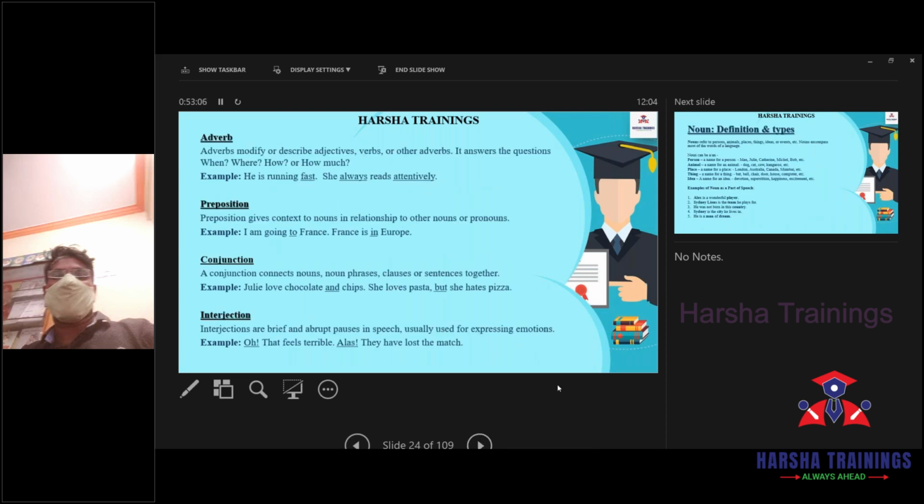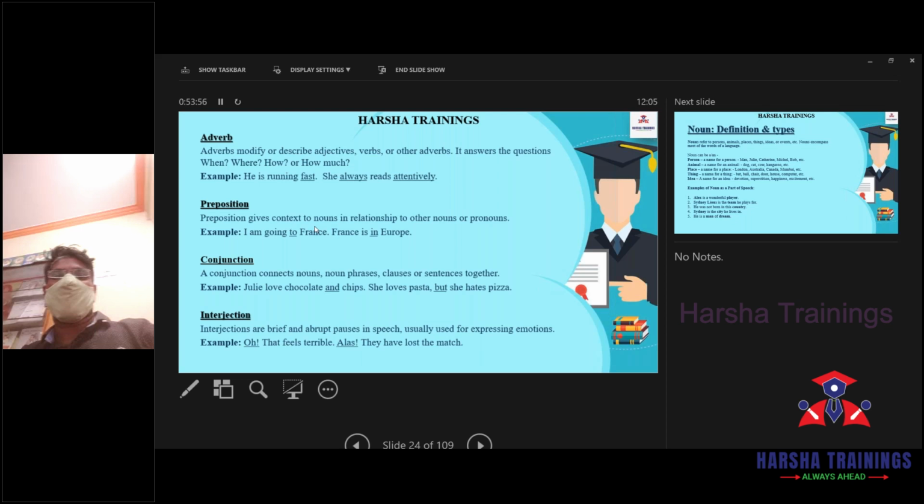Okay, now coming to adverbs. What are adverbs? Simple. Adjectives describe a noun. Adverbs modify or describe adjectives, verbs, or other adverbs. Now, it answers the questions where, when, how, and how much. If you don't understand the definition, let's understand using an example. He is running fast. How is he running? Fast. So fast becomes the adverb. Remember these: when, where, how, and how much. If any word is answering any one of these questions, then that becomes the adverb.